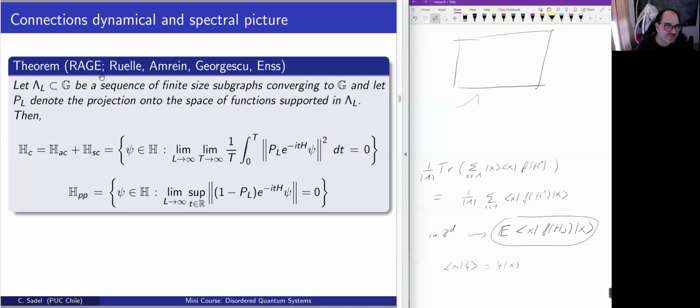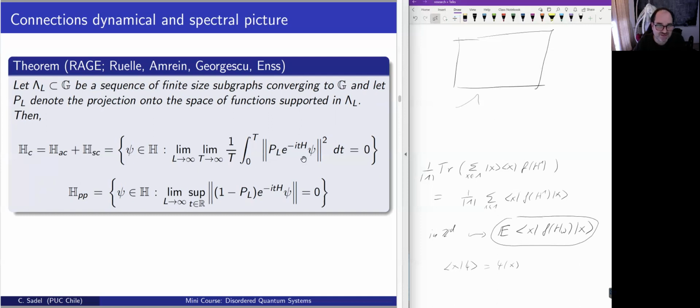If you have, let's go to the discrete case. If you have a sequence of boxes like this that grow towards the whole graph, and we let PL denote the projection onto the space of functions supported in this box, then we have this characterization of the continuous Hilbert space and the pure point Hilbert space. So this is the vectors that have pure point measure. This is the vectors that have continuous measure.